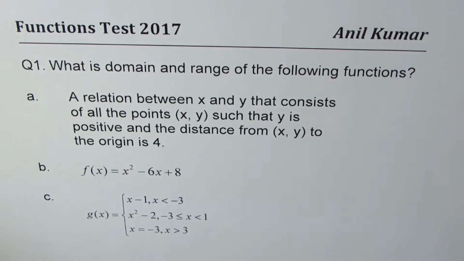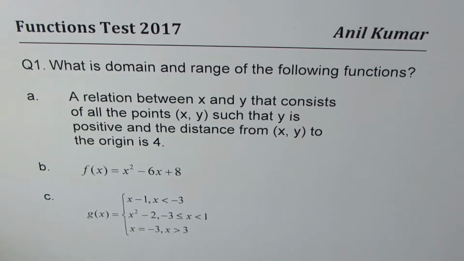Question number 1 here is, what is domain and range of the following functions? We are given three parts. A relation between x and y that consists of all points (x, y) such that y is positive and the distance from (x, y) to the origin is 4.